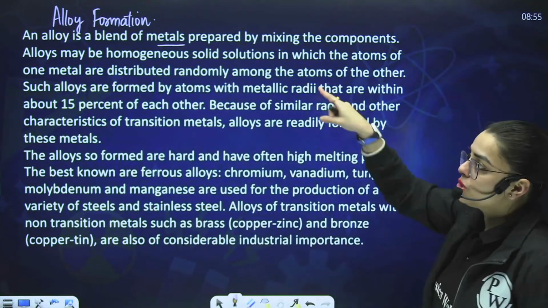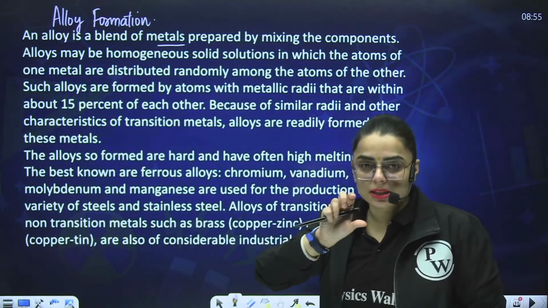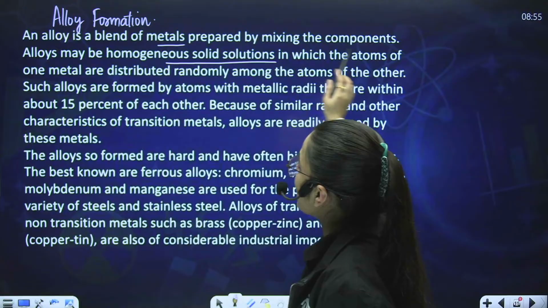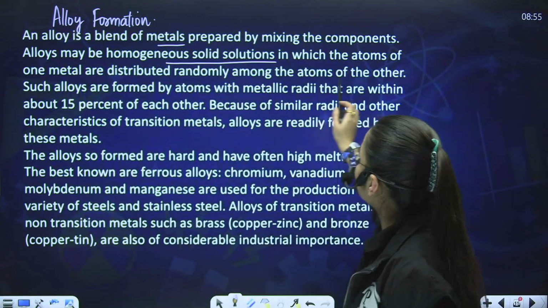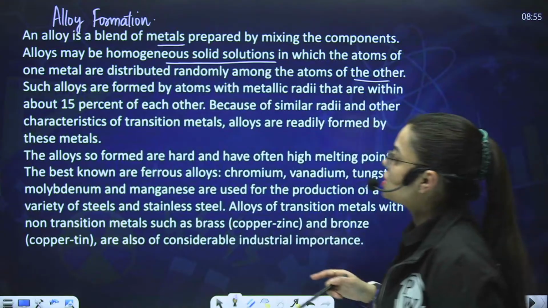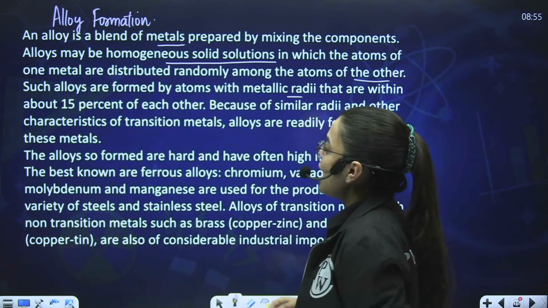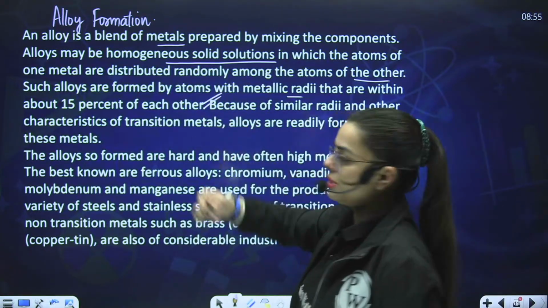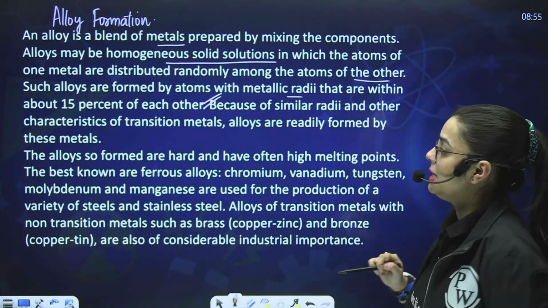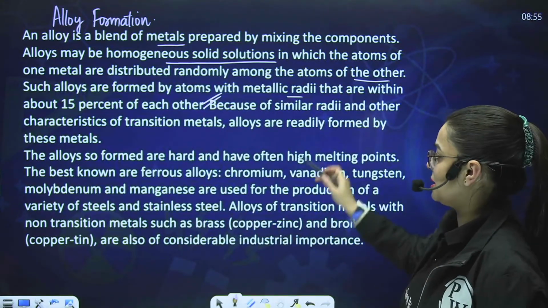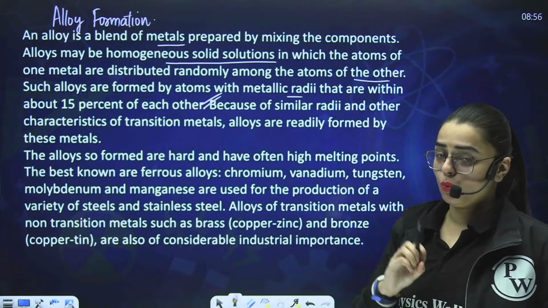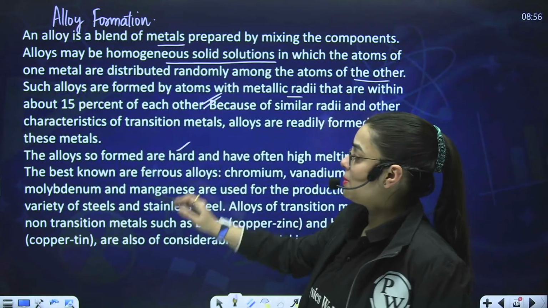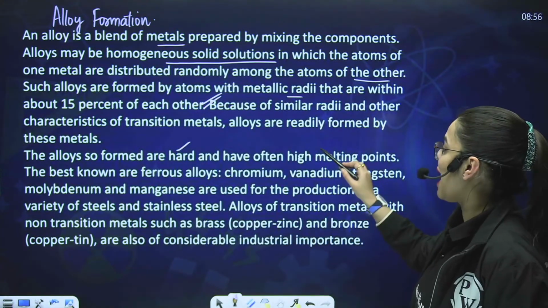Now why do the elements show this kind of property? Because of their similarity in size, they form alloys. Now see, alloys may be homogeneous solid solutions in which the atoms of one metal are distributed randomly among the atoms of the other element. Such alloys are formed by atoms with metallic radii that are within about 15% of each other. Because of the similar radii and the other characteristics of transition metals, alloys are readily formed by these metals. Why? Due to this similarity in size. Alloys formed are hard in nature, and they have high melting points.